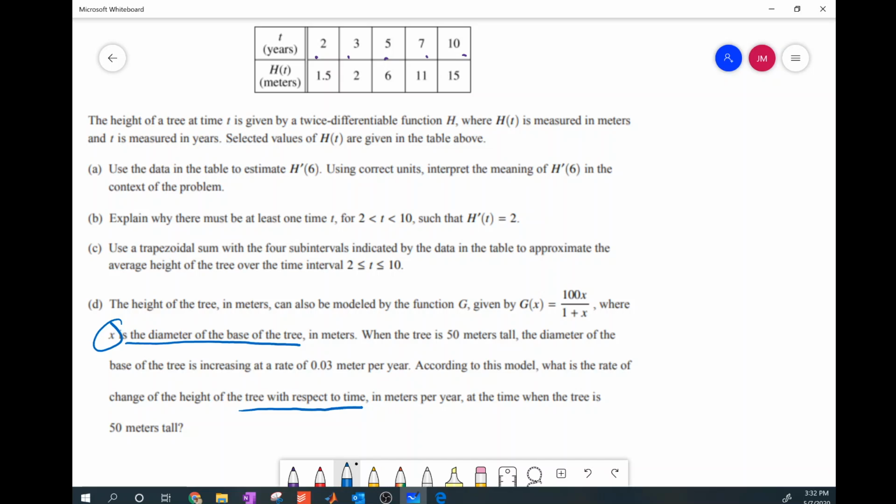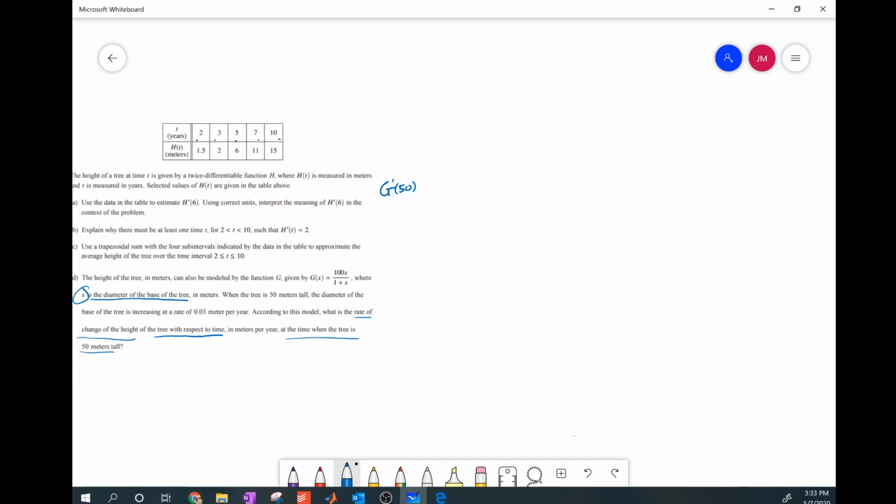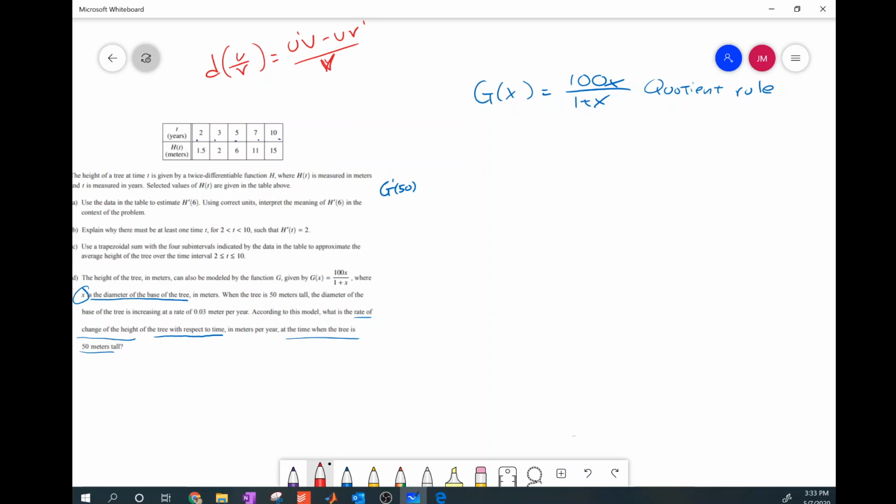So they want the rate of the change of height. So that means they're asking me for g prime of x. They tell me that g of x is equal to 100x over 1 plus x. We can see that we're going to have to use the quotient rule here, which, if you don't remember, the quotient rule states that the derivative of u over v is u prime v minus u v prime over v squared.